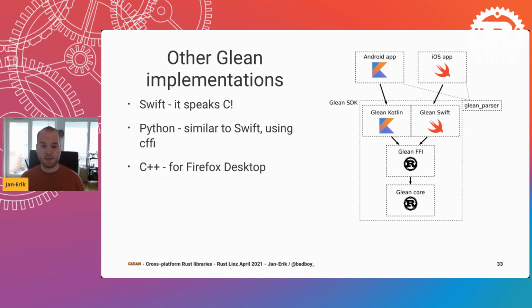Next, we have a C++ implementation, which is used in Firefox Desktop. It works slightly different because of the setup of how desktop works and how it interacts with Glean, but conceptually it's very similar. It calls some FFI that calls into the Glean Core crate. Everything is compiled together, so everything just works.